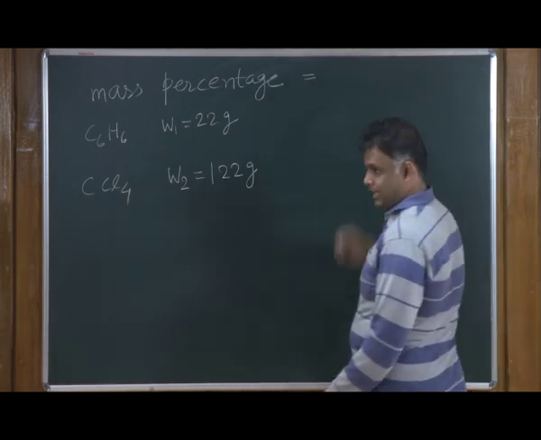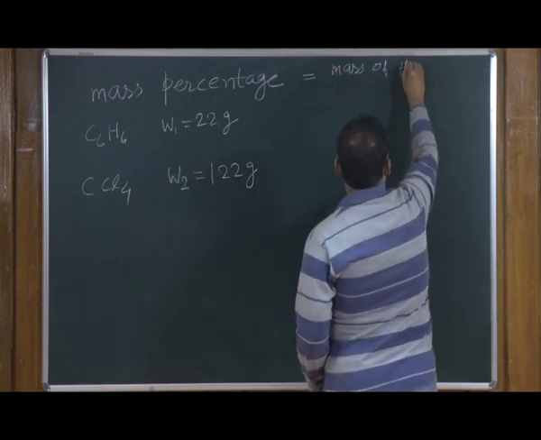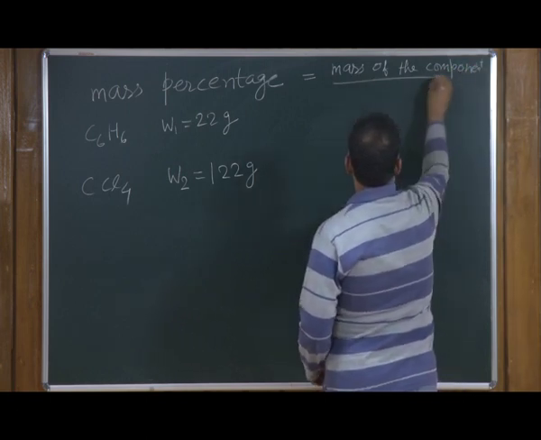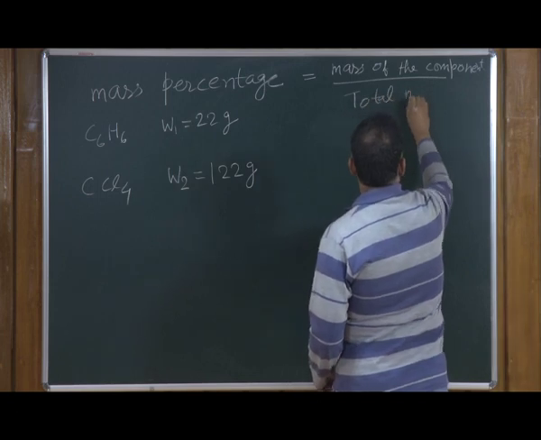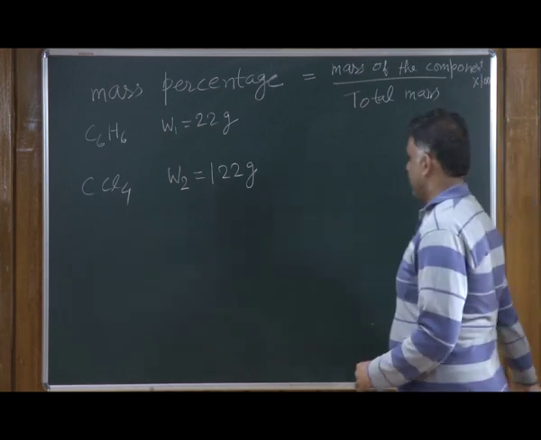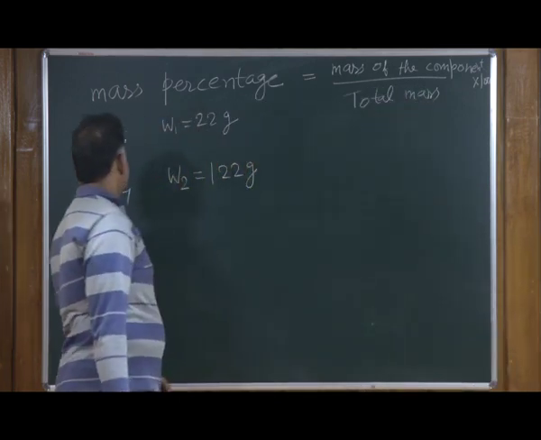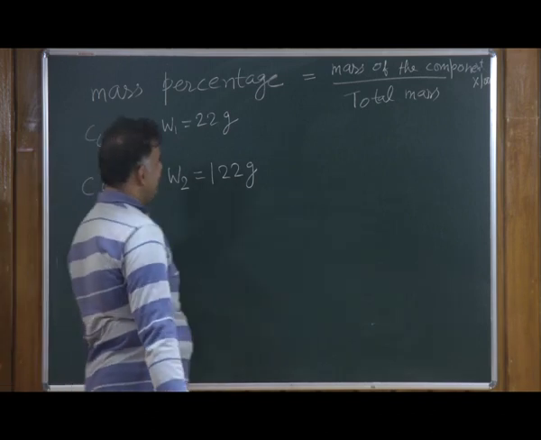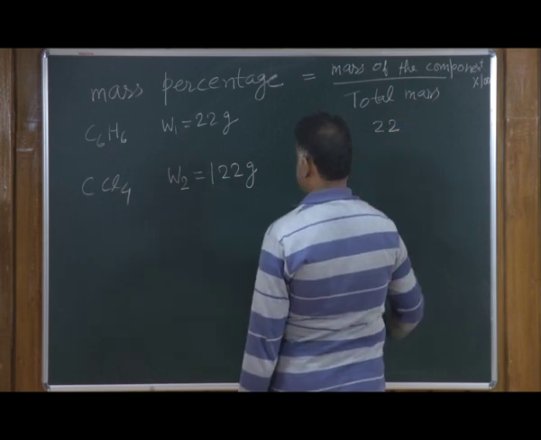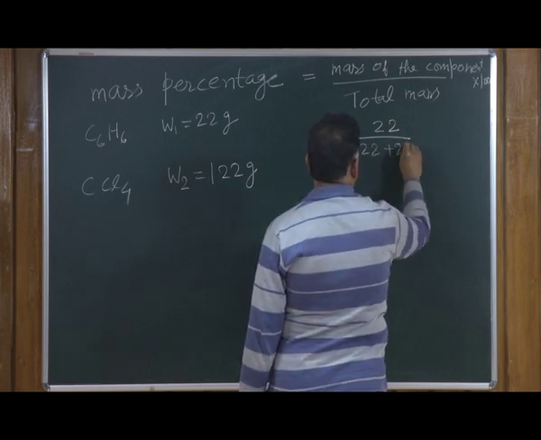Mass percentage of a given component would be mass of the component divided by total mass, and to convert it to percentage, just multiply by 100. Okay. So, this is a straightforward problem. So, mass percentage of C6H6 would be simply given by mass of benzene, that is 22 gram divided by total mass, that would be 122 plus 22 multiply by 100.